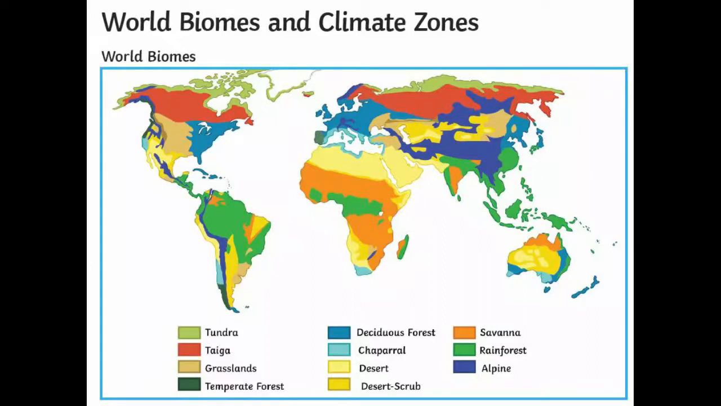They're the type of forest that we have in this country whereby most of the tree species will shed their leaves in the winter. So in autumn, they'll shed their leaves.